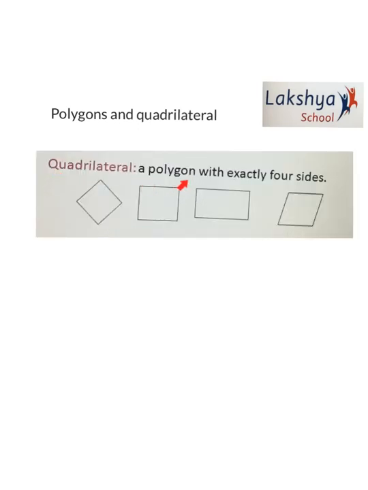Quadrilateral. A polygon. We have already learned that a shape which has 3 or more sides is called a polygon. A quadrilateral is a polygon with exactly 4 sides. So it needs to have 4 sides. These are all called quadrilaterals. Let's list down some of the quadrilaterals.